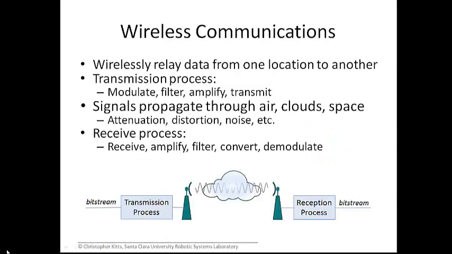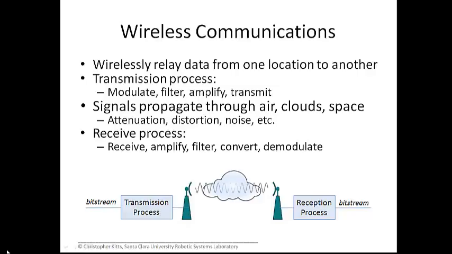We use wireless communications in order to get information from one location to another. In order to do that, we go through a transmission process to convert our bit stream, our string of ones and zeros, into a wireless communication signal, a radio signal in this case. And then we go through a receive process to convert the electromagnetic wave, the radio wave, back to ultimately the original string of bits. As we do that, in transmission and receive, there are several steps we go through.